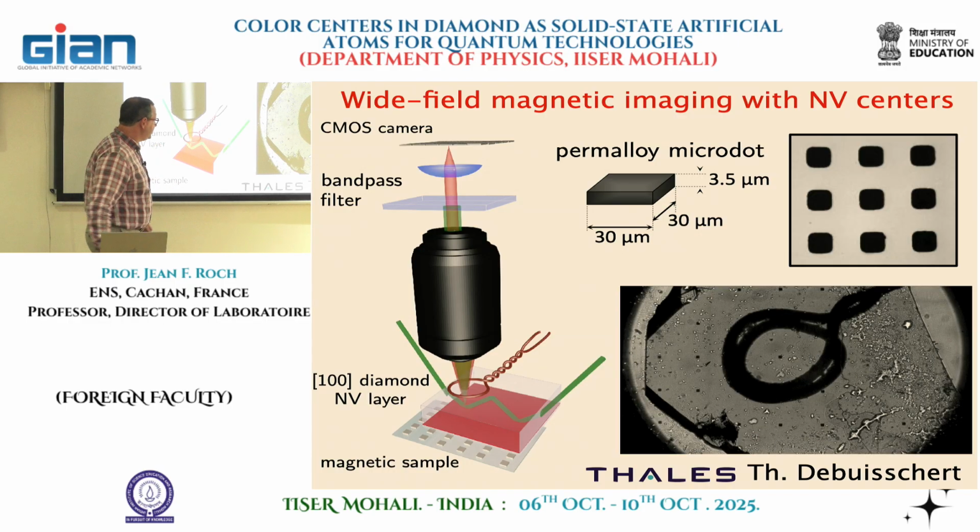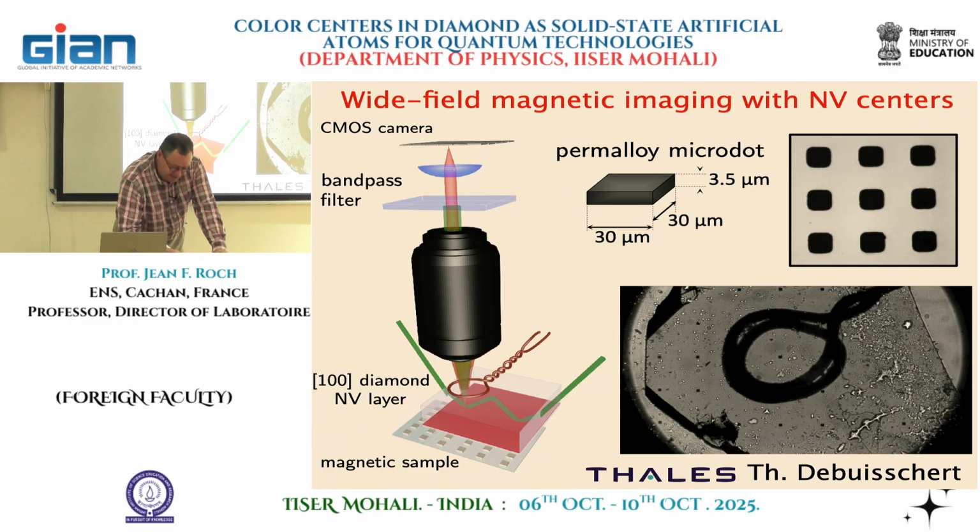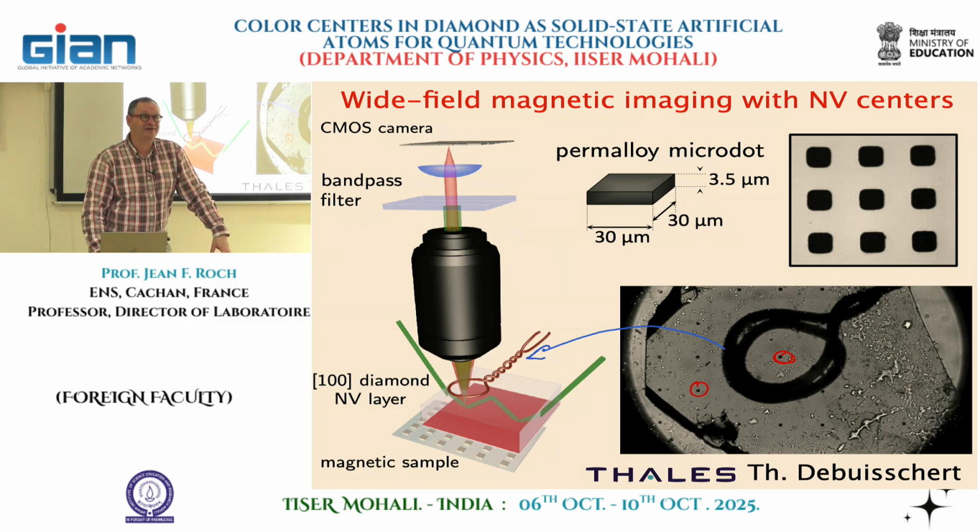So you have here an image. You see the dot here. That's the dot that you see here, okay? And here you have the image of the coil. It's taken really through the microscope objective. You see also the microwave coil. That's the coil here that you see.